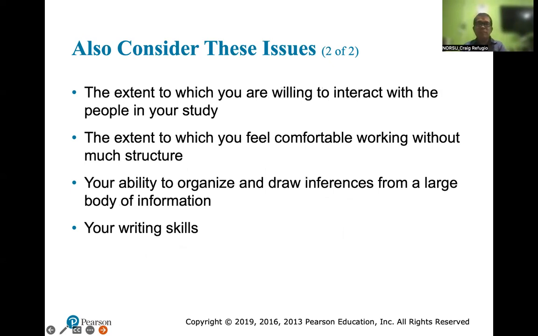Next, also consider these issues: the extent to which you are willing to interact with the people in your study, the extent to which you feel comfortable working without much structure, your ability to organize and draw inferences from a large body of information. The last one is writing skills.